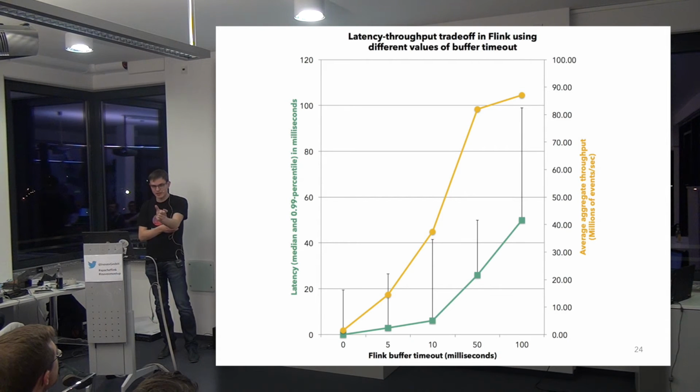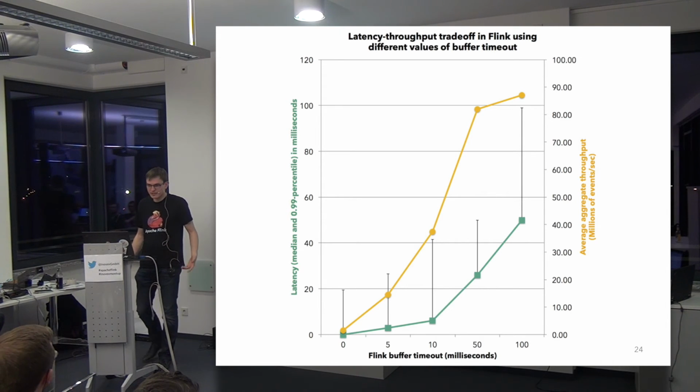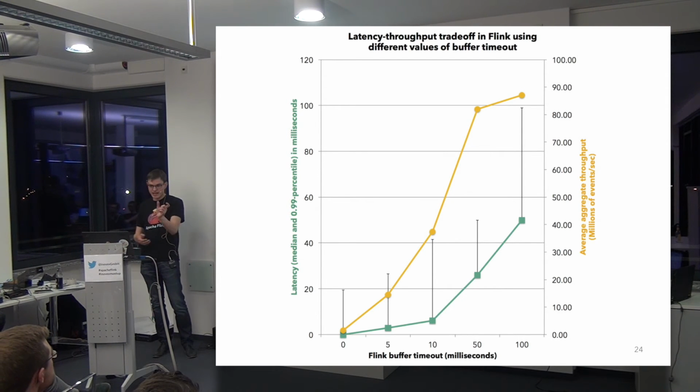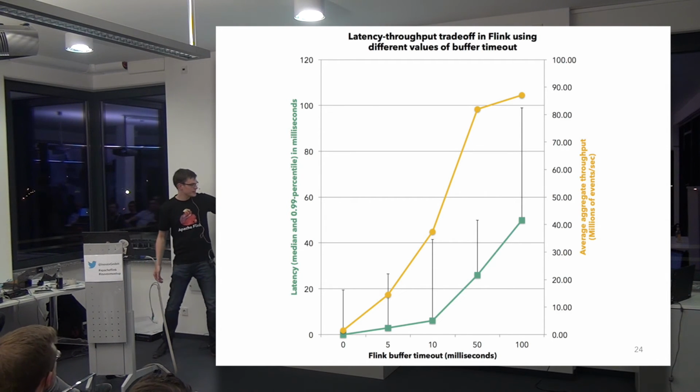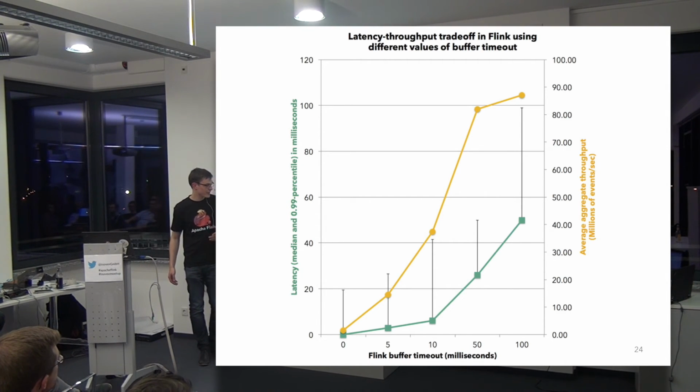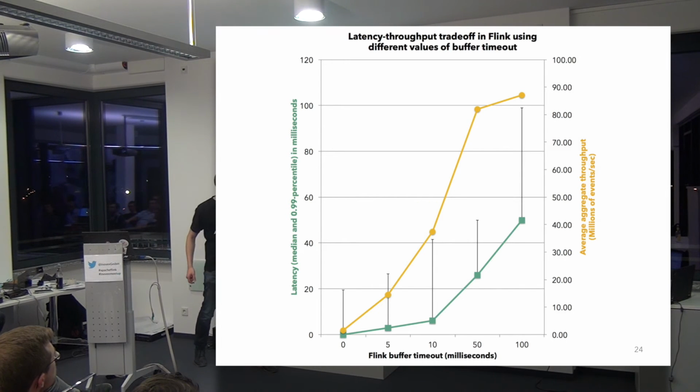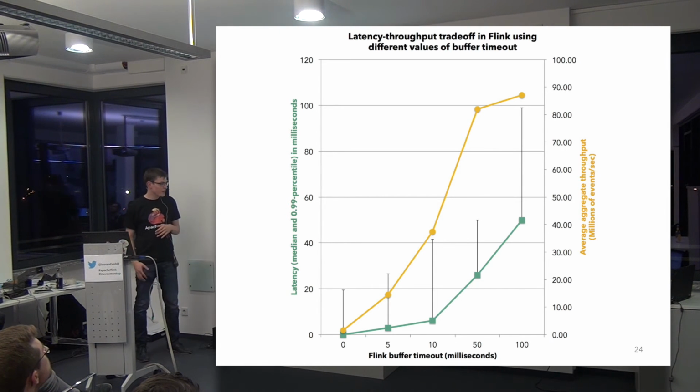So after a certain timeout, we just send this buffer whether it's full or not. In a batch system, you send the buffer when it's full, so you can send the most elements per network transfer. In the streaming case, you can set a timeout for these buffers. The default timeout is 100 milliseconds. And in this experiment, you see that we try different values for the buffer timeout. So 0 means we send the buffer immediately for every record. Then 5, 10, and so on until 100 milliseconds buffer timeout.